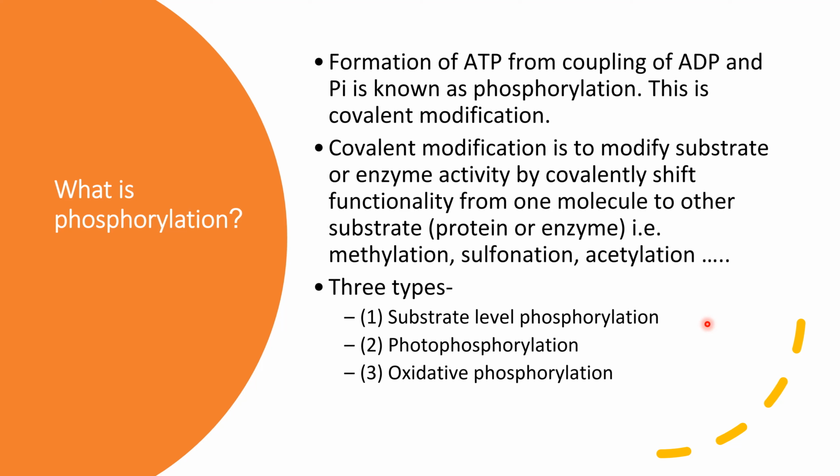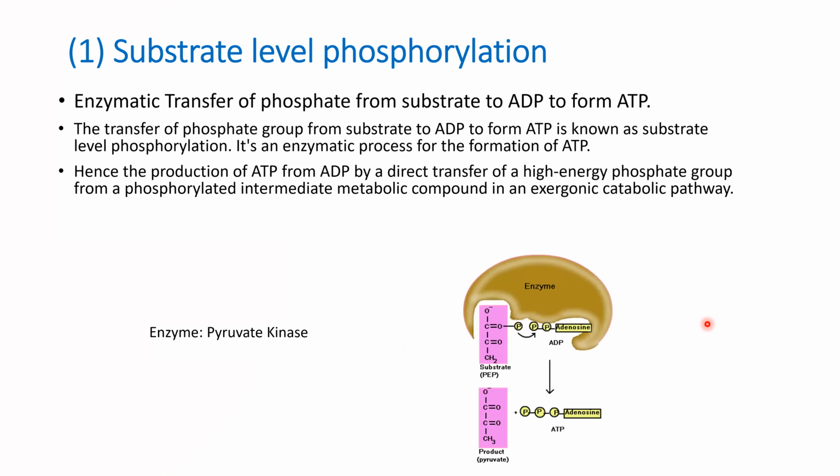First is substrate phosphorylation, or substrate level phosphorylation. The second one is photophosphorylation, and the third one is oxidative phosphorylation, which is our key emphasis for this discussion. We will discuss them one by one to see the differences and the key mechanism for each kind of phosphorylation. The very first is substrate level phosphorylation.